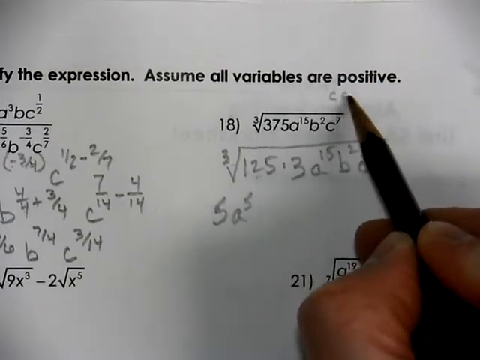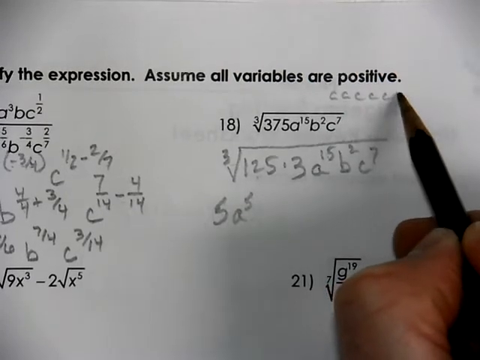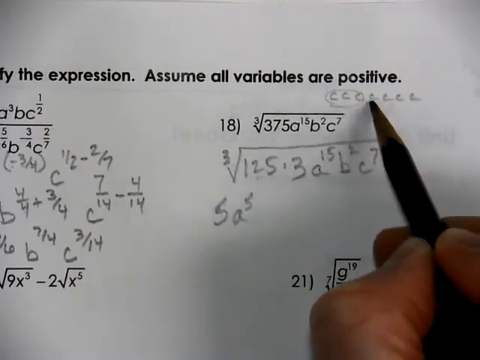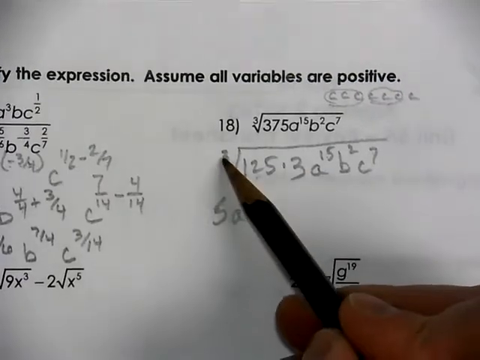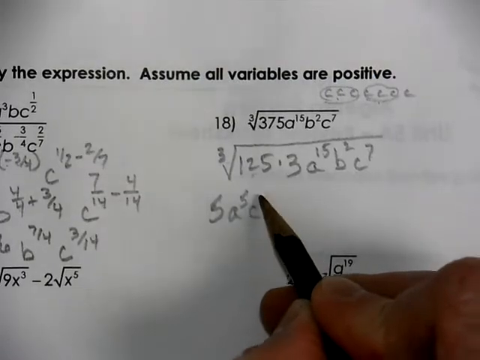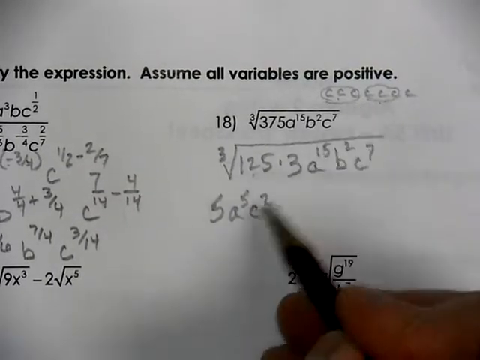If you had 7 c's, you would have a group of 3. You would have another group of 3. 3 goes into 7 2 times. So we have c squared. That's the 2 times.